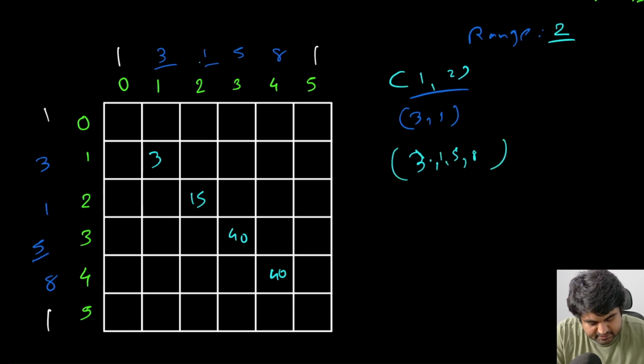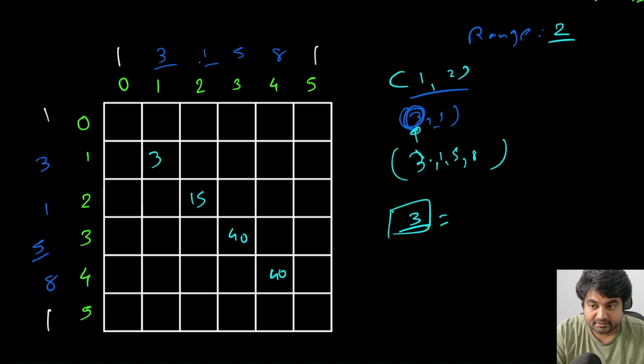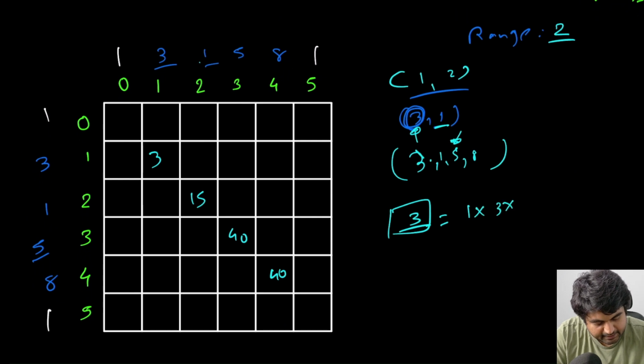So now notice that we have two choices. First choice is that 3 would be the balloon that we would pop last, or 1 would be the balloon that we would pop last. What if we decide that 3 would be the balloon that we are going to be bursting last? Then in that case, what is going to be the neighbor of 3 that we would multiply 3 with? Because we have already popped 1, that would be value number 5. So that would be 1 multiplied by 3 multiplied by 5.